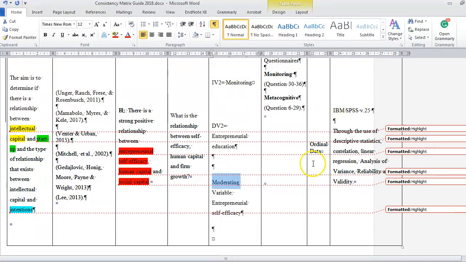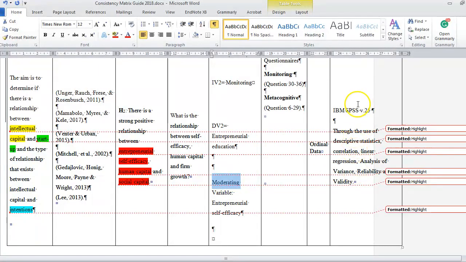And then if it's ordinal data, then we expect that if you've got 2, you'll have 3 times 2 minimum variables. You introduce another moderating, you'll have a set of questions as well asking about the moderating effect.